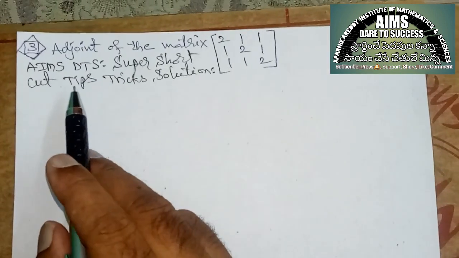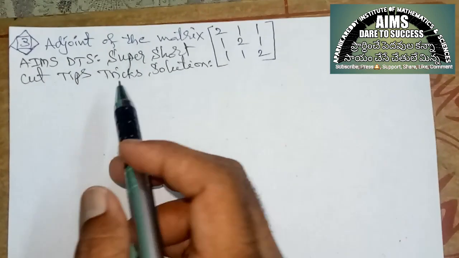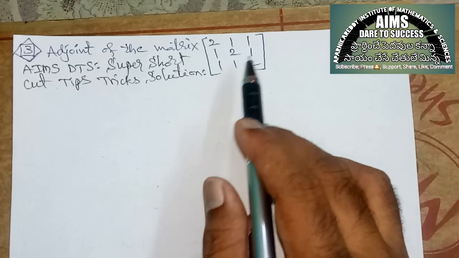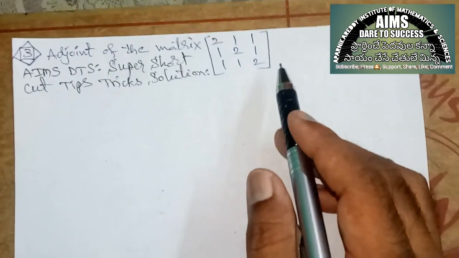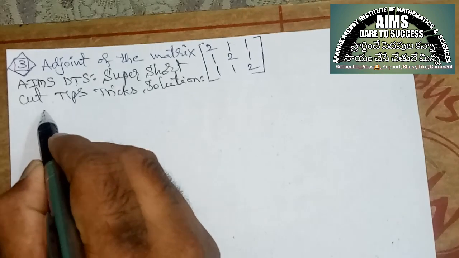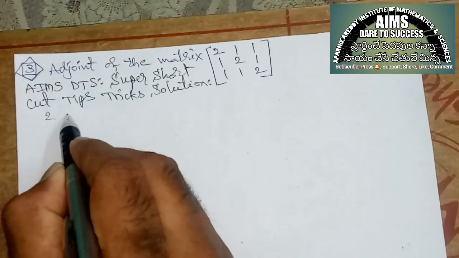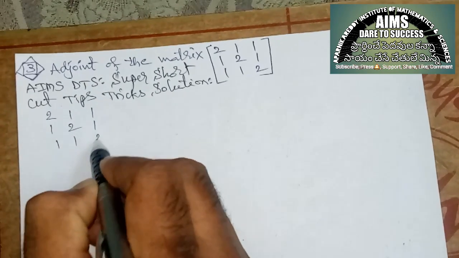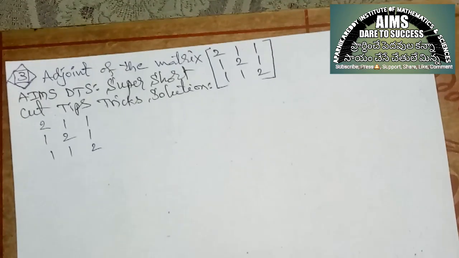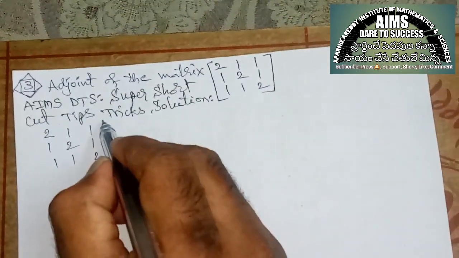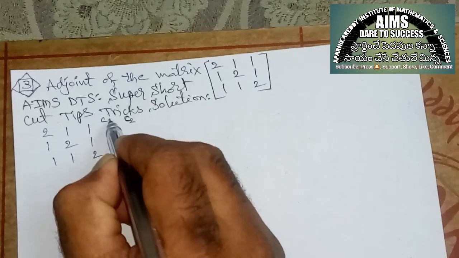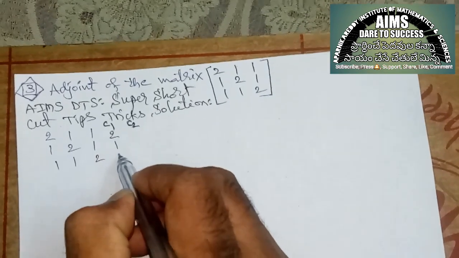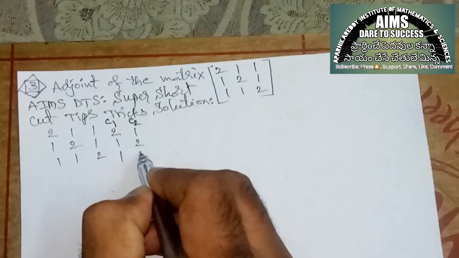My dear friends, next similar model, one more question I wanted to tell you. How to find adjoint of the matrix 2, 1, 1, 1, 2, 1, 1, 1, 2. So same matrix you can write 2, 1, 1, 1, 2, 1, 1, 1, 2. Next our concept: column 1 column 2 as it is you can write it. Column 1 column 2 same values. Column 1 is 2 1 1, column 2 is 1 2 1.